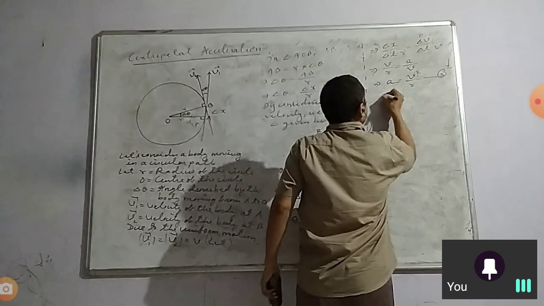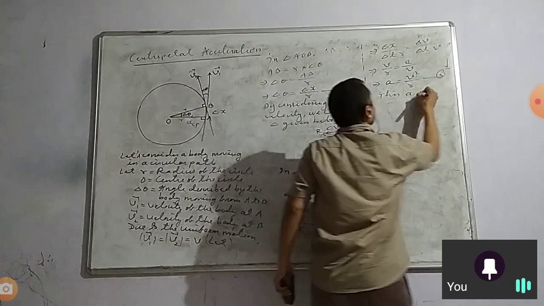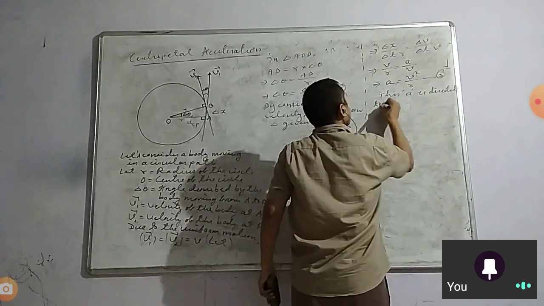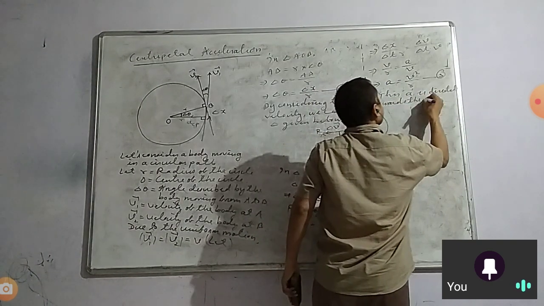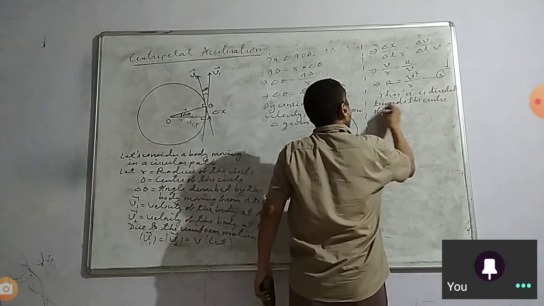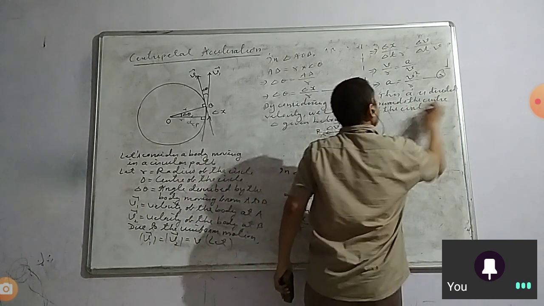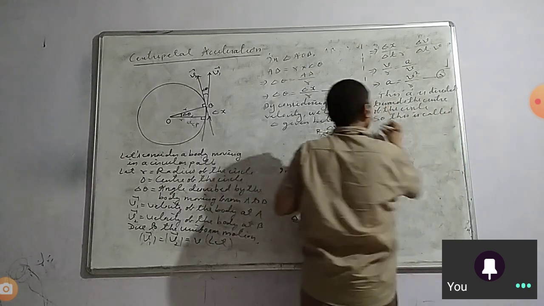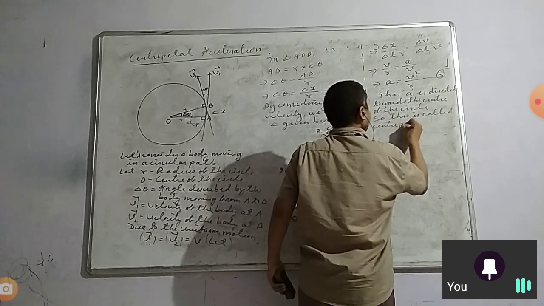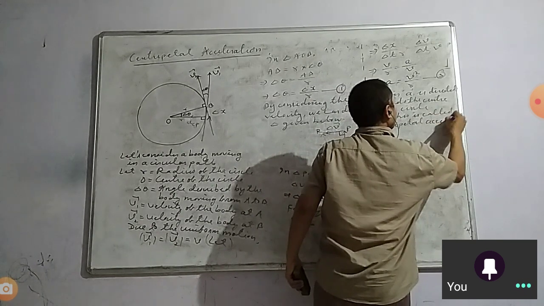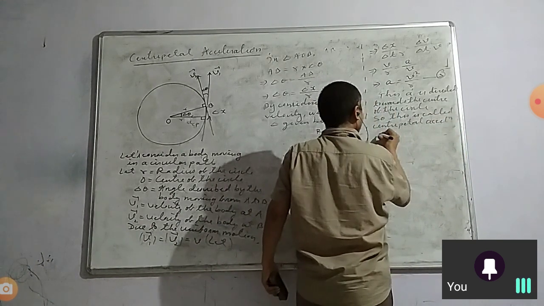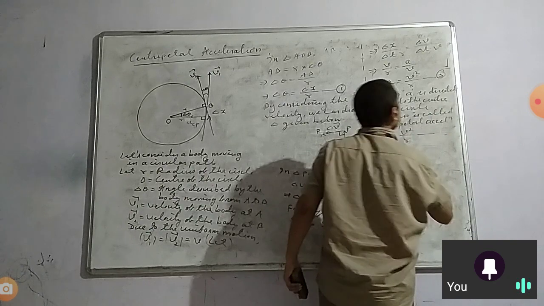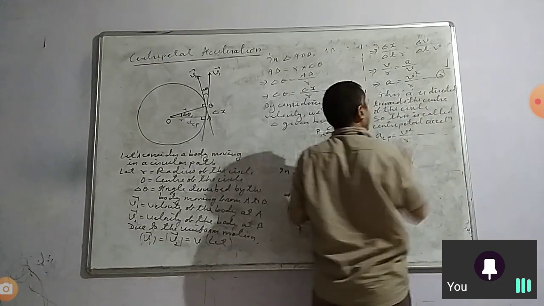So here we can write: this acceleration is directed towards the center of the circle. This acceleration is called centripetal acceleration. That is why we can write that centripetal acceleration is equal to v square upon r. This is the same as equation 3.